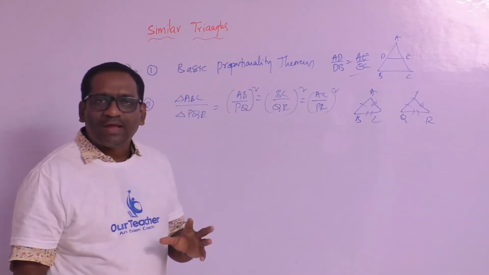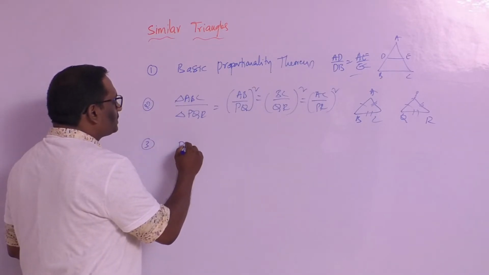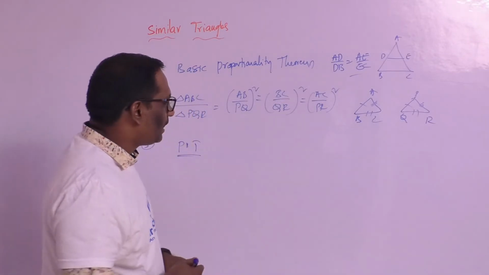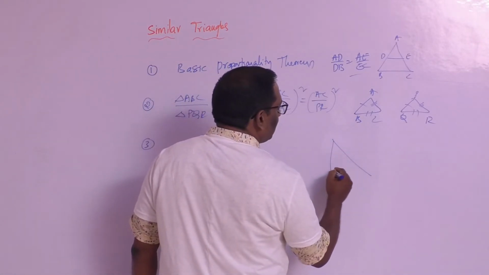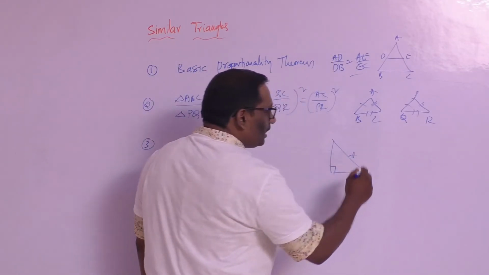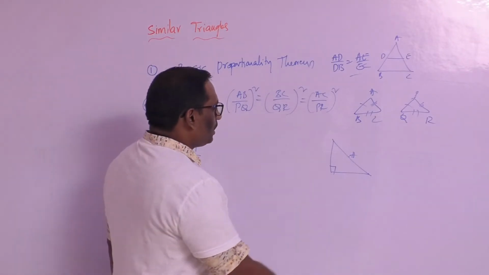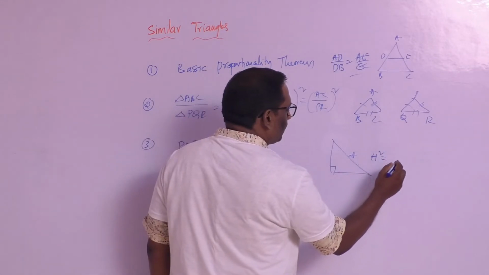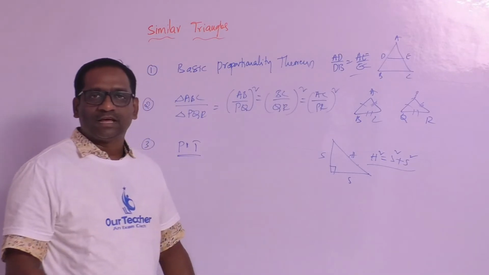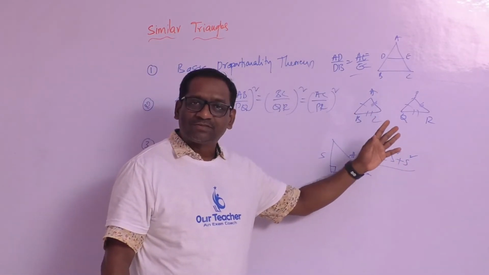Coming to the final theorem, the third one is the Pythagoras theorem. What is the Pythagoras theorem? In a right angle triangle, the angle is 90 degrees, and the side opposite to 90 degrees is considered the hypotenuse, the longest side in the triangle. Hypotenuse square is equal to the remaining two sides squared and added, the formula invented by Pythagoras. So hypotenuse square equals side square plus side square.